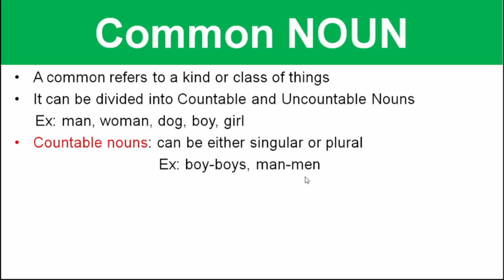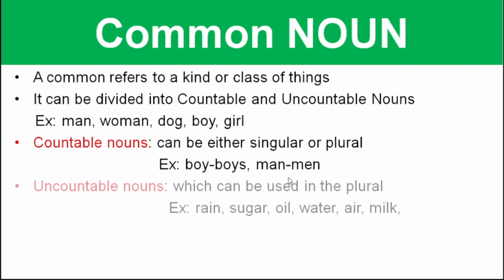Here we'll go with the second category, that is uncountable noun. Uncountable nouns can be used only in the plural form. Uncountable nouns don't have the singular form. Examples: rain, sugar, oil, water, air, milk. How to use them in the singular, we will see in the next slide.